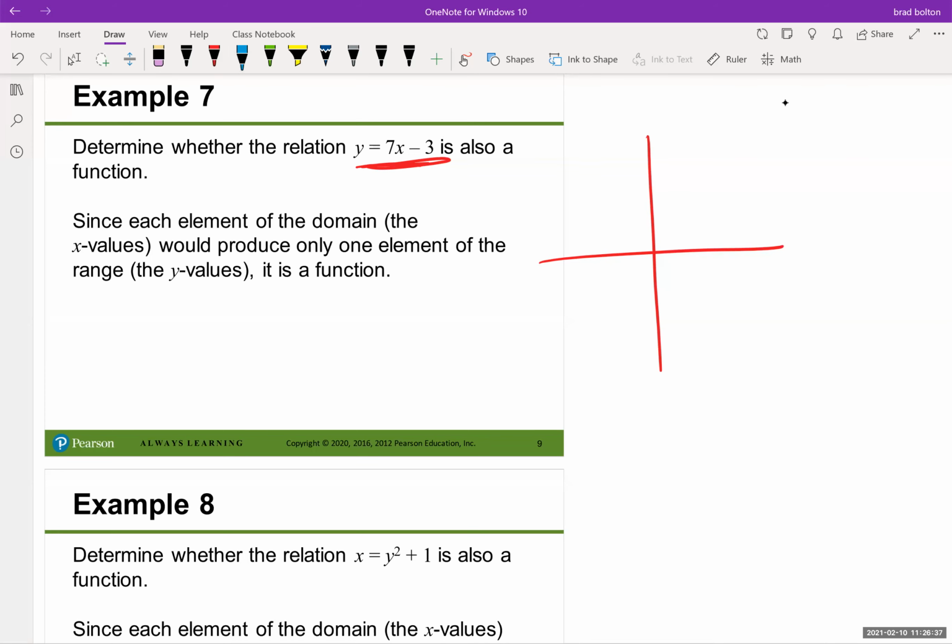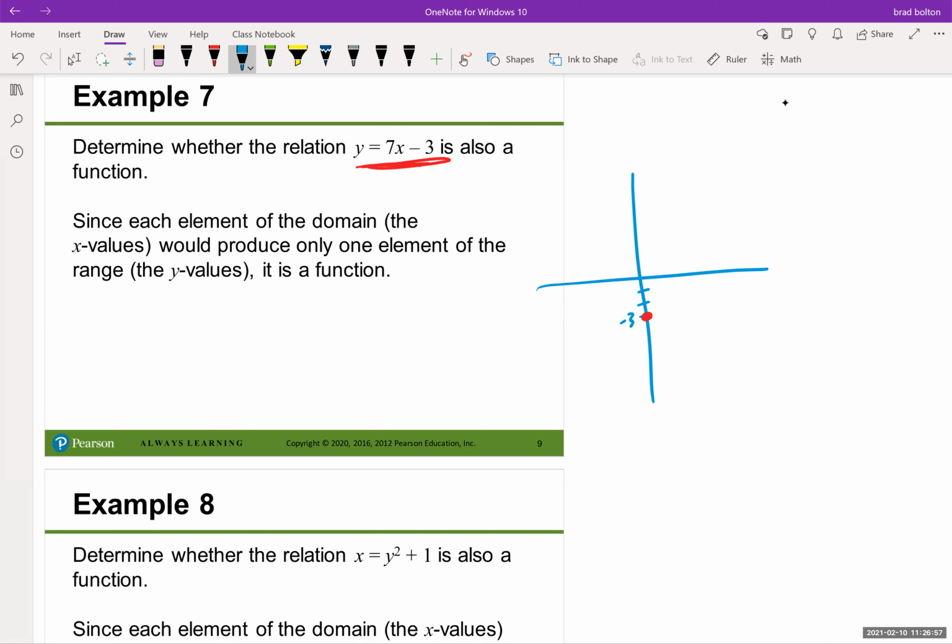Let me switch to blue. I like blue better. So we could graph this, okay? And we could go down negative 3, 1, 2, 3. So that's negative 3. And I'll put red right there, okay? And remember, I'm doing the y equals mx plus b technique for graphing, the slope-intercept form.